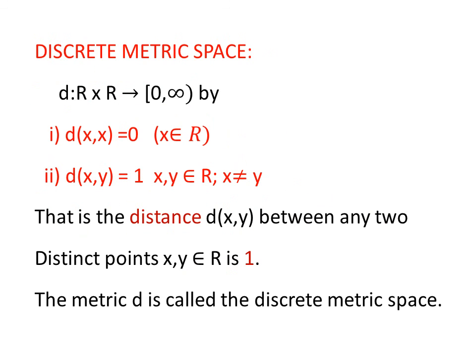Discrete metric space. Function d from R cross R to the half closed interval 0 to infinity defined by: first one, d of x, x equals 0, x belongs to R. Next one, d of x, y equals 1, x, y belongs to R and x not equal to y. That is, the distance d of x, y between any two distinct points x, y belonging to R is 1. The metric d is called the discrete metric space.